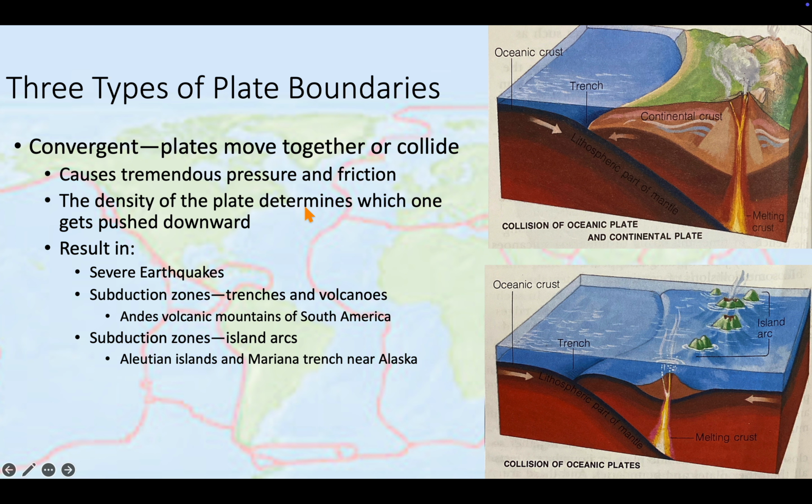Convergent boundaries, plates move together or collide. This causes tremendous pressure and friction. The density of the plate determines which one gets pushed downward. Because they're colliding, something has to give. One of them has to go under the other, or they have to somehow have some give because they can't just keep pushing against each other. This can result in severe earthquakes, subduction zones, which can give us trenches and volcanoes.